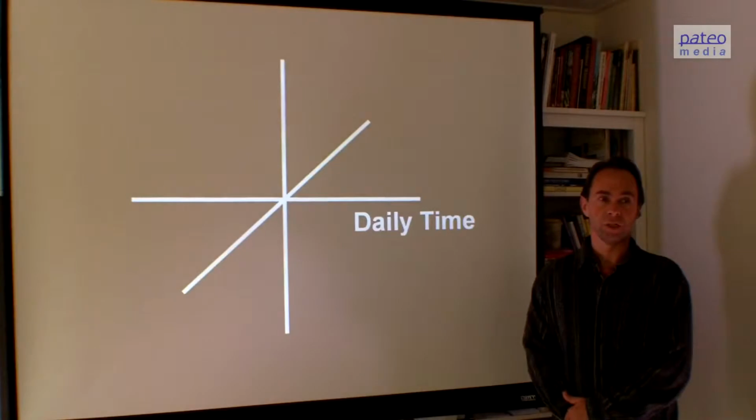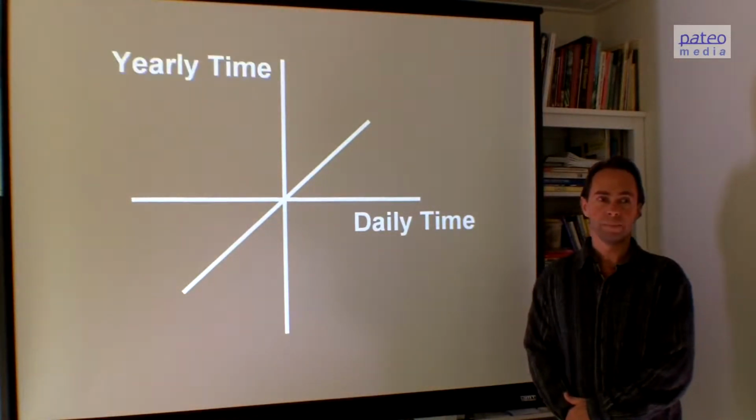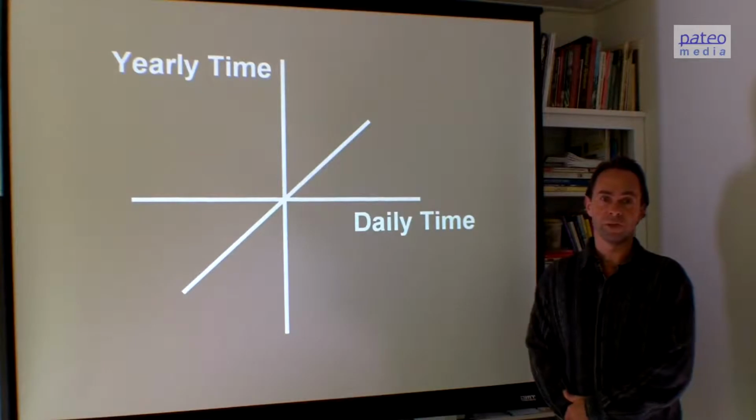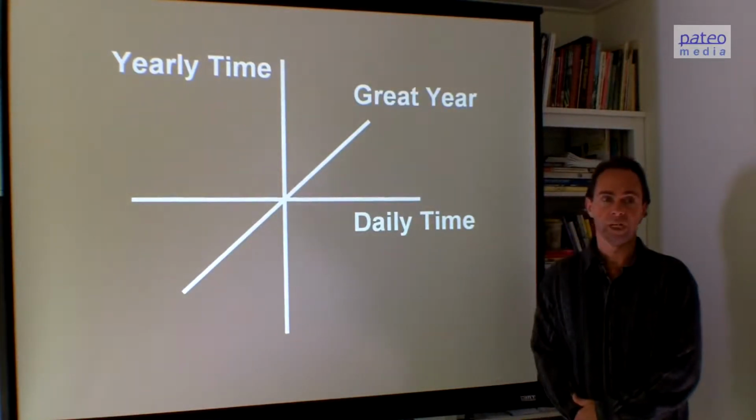Let us look at those three dimensions. The first one is the daily time. We all know that. The second one is the yearly time. And we'll see that the pyramids are built to represent the third dimension of time, which is the great year. Plato used to call it the great year.